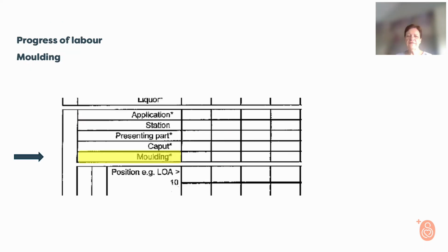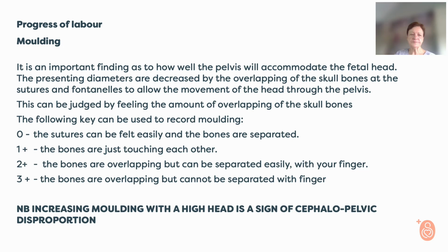Then molding is quite a very important aspect, and the last one that we're going to discuss here on the partograph regarding the progress of labor. And we measure this also in 1 plus, 2 pluses, and 3 pluses. So 0 is when the sutures are not overlapping. You can easily feel the sutures and the bones are separated from each other. 1 plus is when the bones are touching each other. 2 pluses is where the bones start overlapping each other, but you can still separate them easily with your finger when you're doing a vaginal examination.